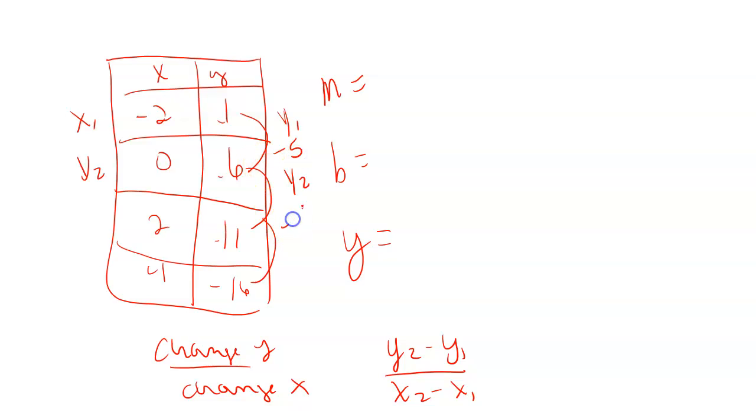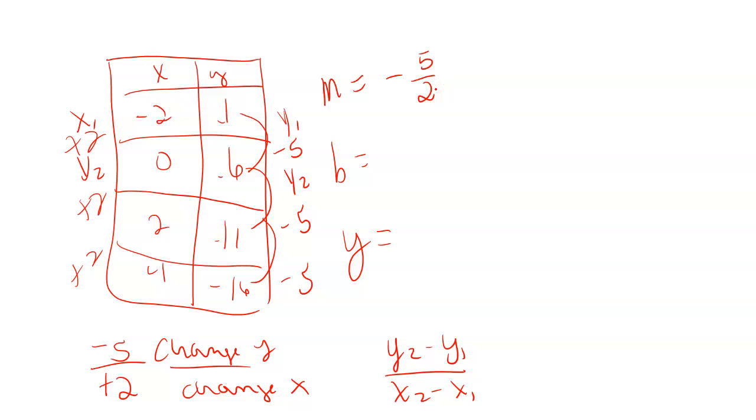-6 to -11 is down 5. -11, -16, down 5. I'm getting more and more negative. So my change in y then is -5. How are my x's changing? -2 to 0 is adding 2. 0 to 2 is adding 2. 2 to 4 is adding 2. Right? So then my change in y is -5 over my change in x is 2. A negative over a positive makes a negative, and I leave it 5 over 2.